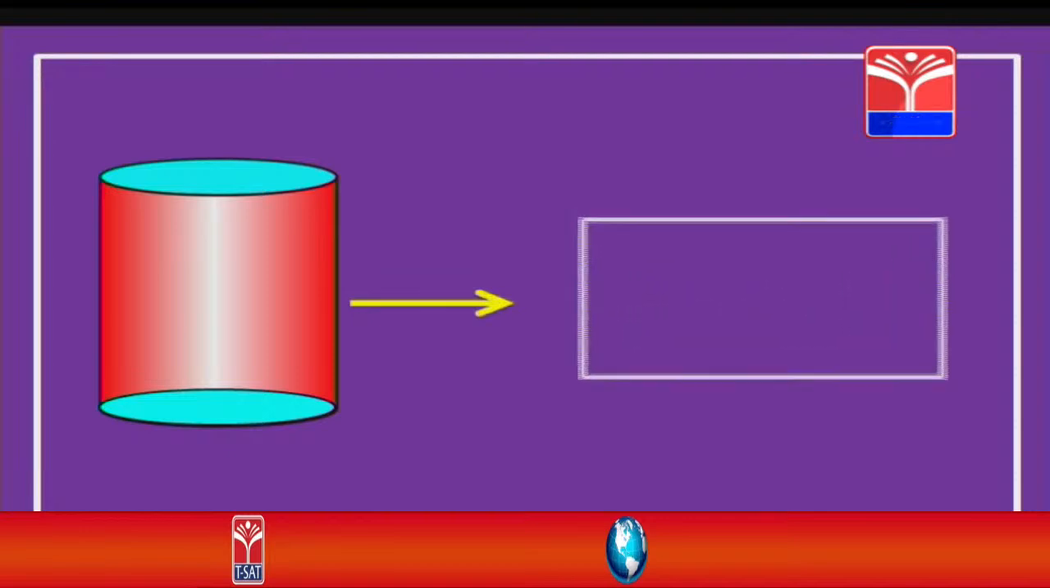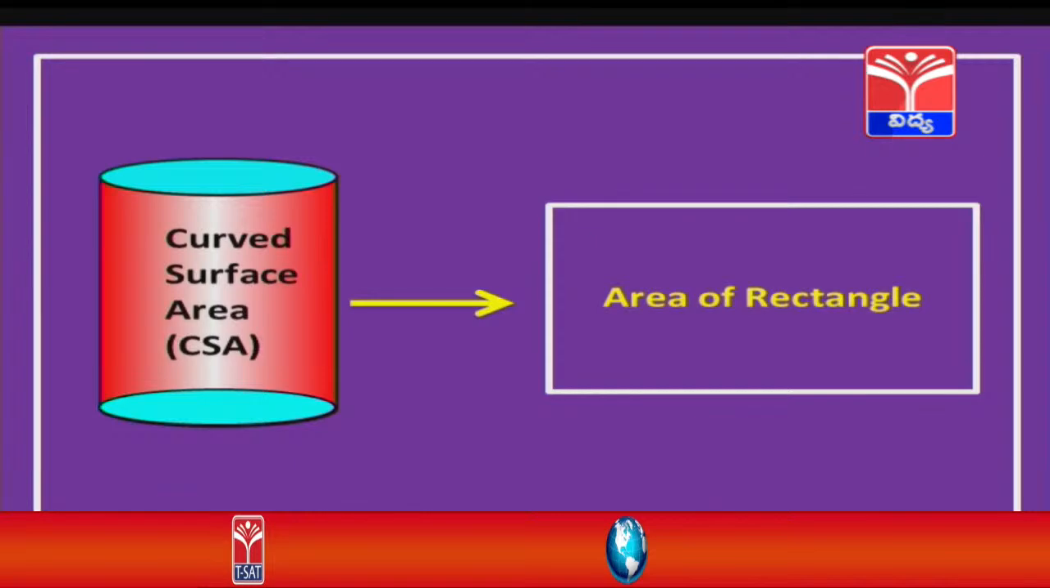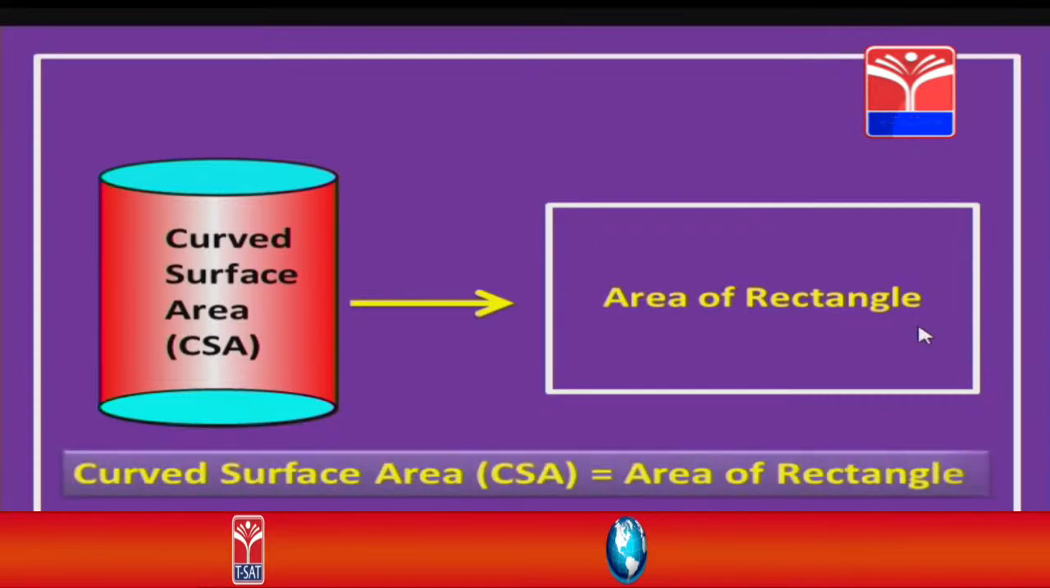Okay. Now, this curved surface area becomes what? A rectangle, which means the curved surface area of the cylinder and the area of the rectangle both must be the same. Okay, children. So, that is what we are going to see in the same presentation. We are cutting a cylinder, and when you cut the cylinder, we are getting a rectangle. So, the curved surface area of the cylinder and the area of the rectangle are equal.